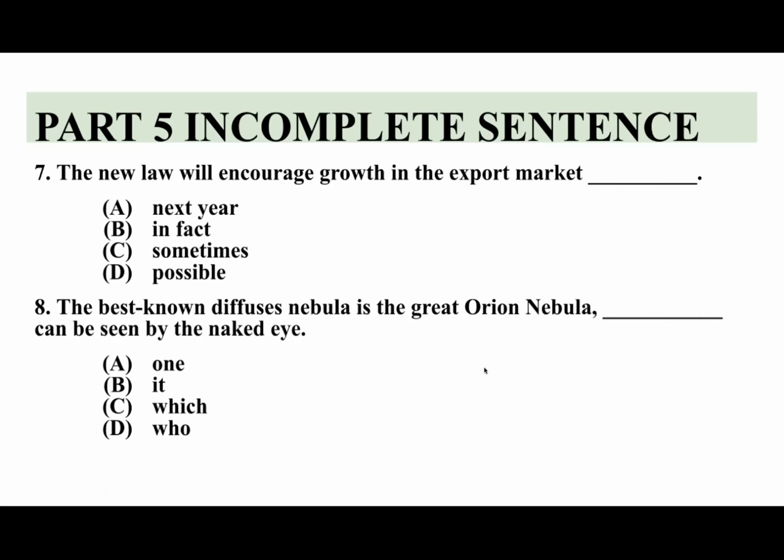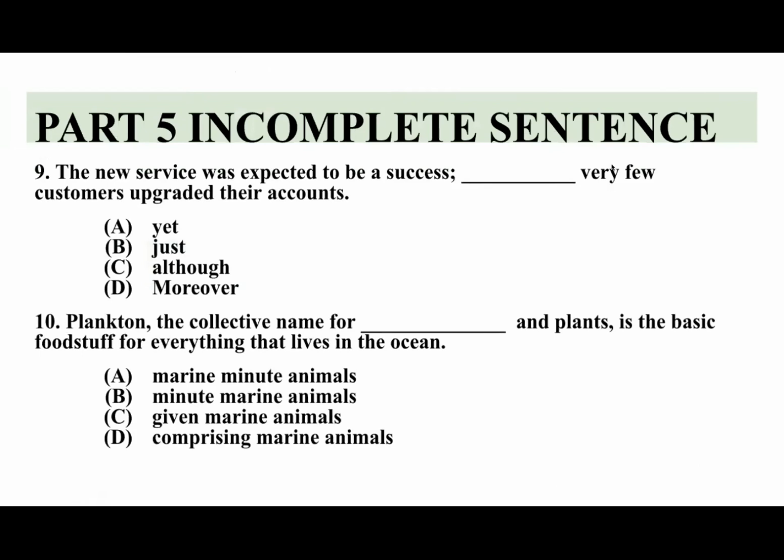Everyone type A, one. The new service was expected to be a success; very few customers upgraded their account. Although? Not possible. What is needed? We have to understand the punctuation. If you see a semicolon here, the first sentence and second sentence must contradict each other, meaning we have yet or but here. Yet. Answer A.